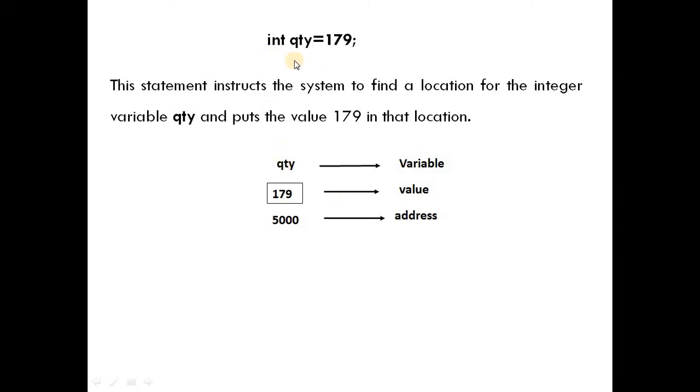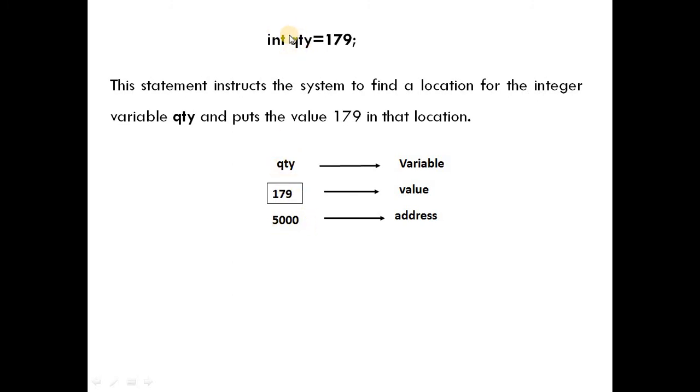Here I have given an example: int quantity = 179. So when we declare this variable quantity, the system will allocate a memory location to this variable, and this memory address will be given to the compiler. This statement instructs the system to find a location for the integer variable quantity and put the value 179 in that location. So here I can show you graphically.